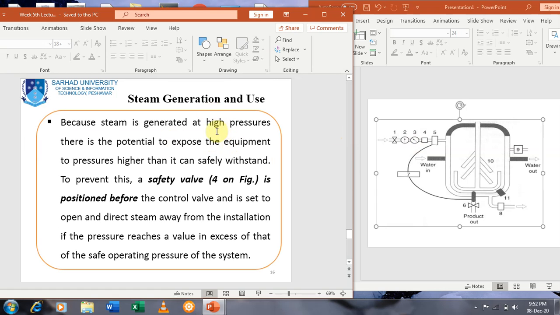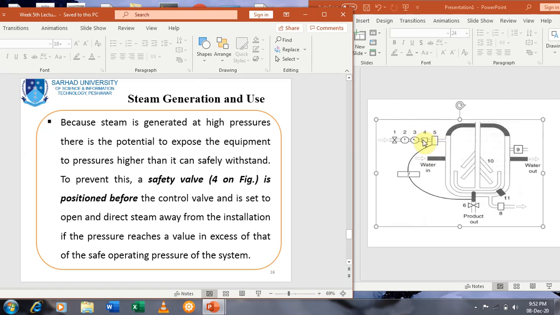And due to the generation at high pressure, there is the potential to expose the equipment to pressures higher than it can safely withstand. To prevent this, a safety valve, that is 4 on the figure, is positioned before the control valve 5 and is set to open and direct steam away from the installation if the pressure reaches a value in excess of that of the safe operating pressure of the system.